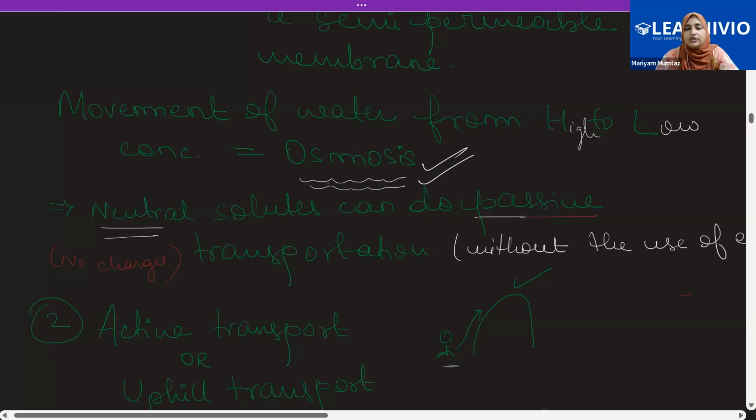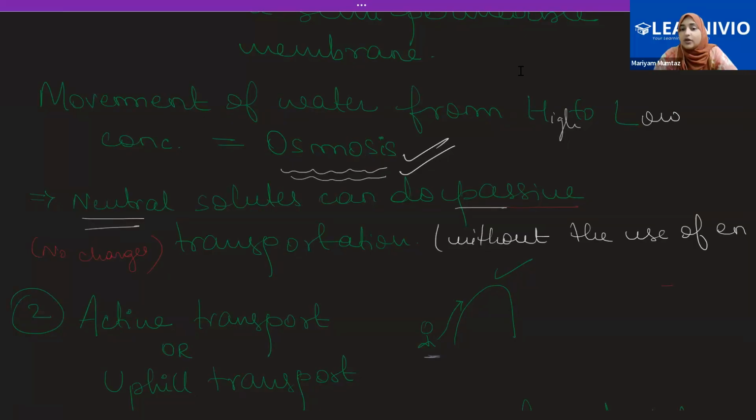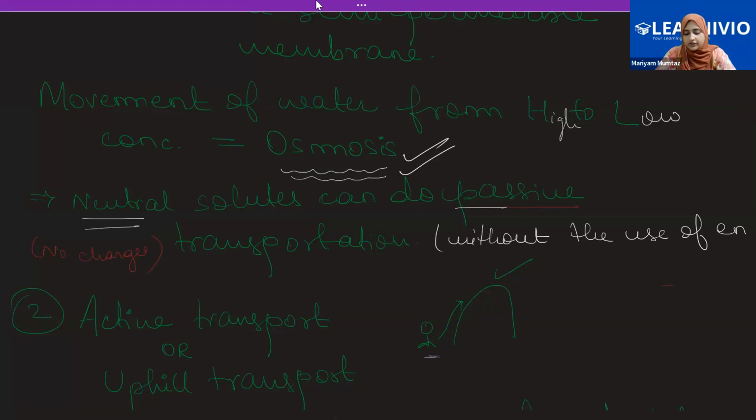But when we talk about the neutral solutes, neutral meaning they carry no charge, they can also do passive transportation because there is no charge to hinder the process. So it would not require the use of energy and it will be transported along the concentration gradient. Remember two things, along the concentration gradient and against the concentration gradient. Along the concentration gradient means high to low. Against the concentration gradient means low to high.